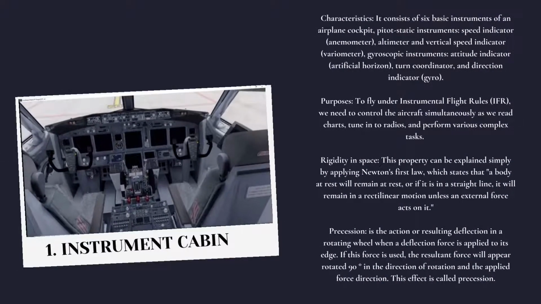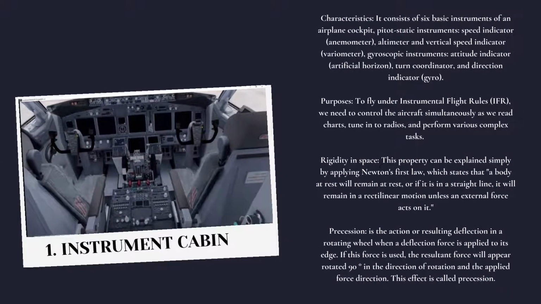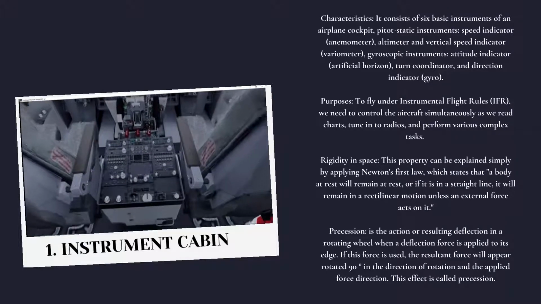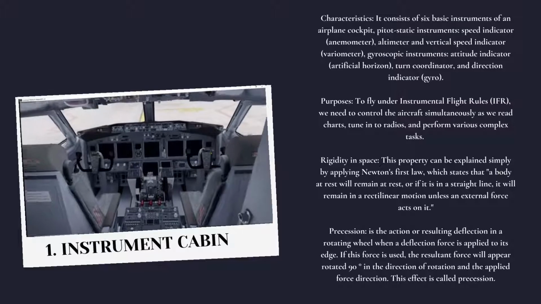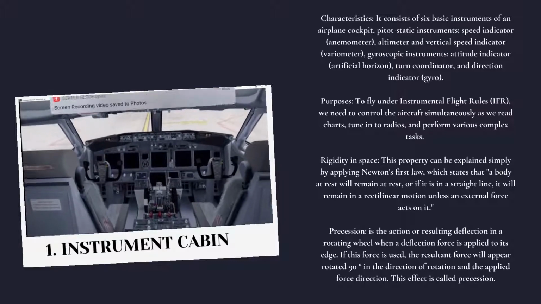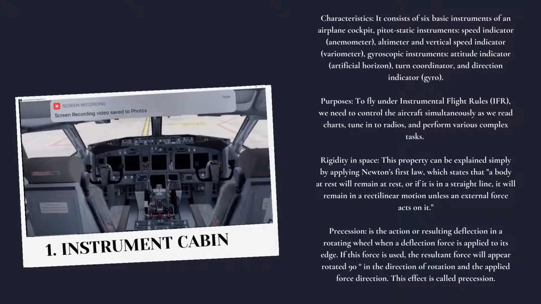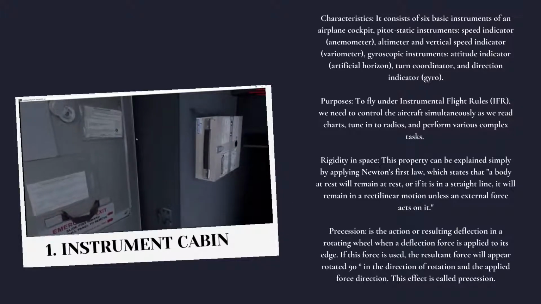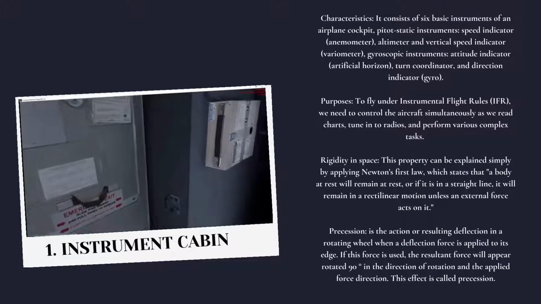Characteristics. It consists of six basic instruments of an airplane: the pitot-static instruments (airspeed indicator, altimeter and vertical speed indicator, variometer), and the gyroscopic instruments (attitude indicator or artificial horizon, turn coordinator and heading indicator gyro).